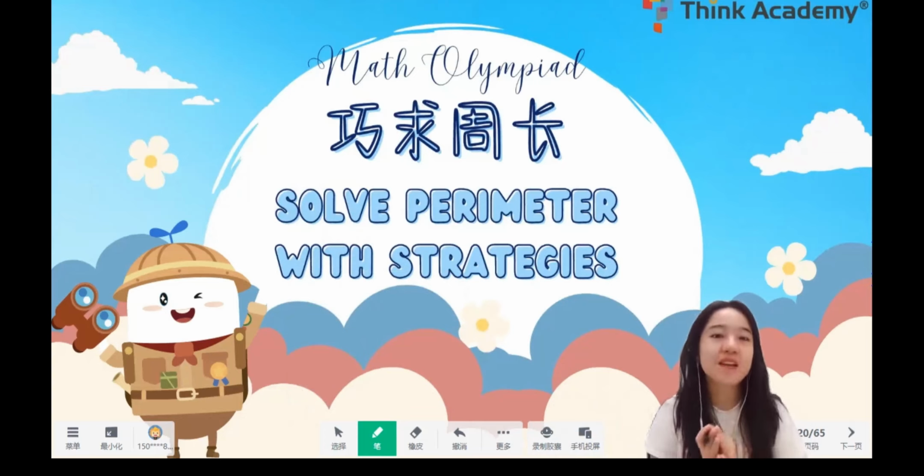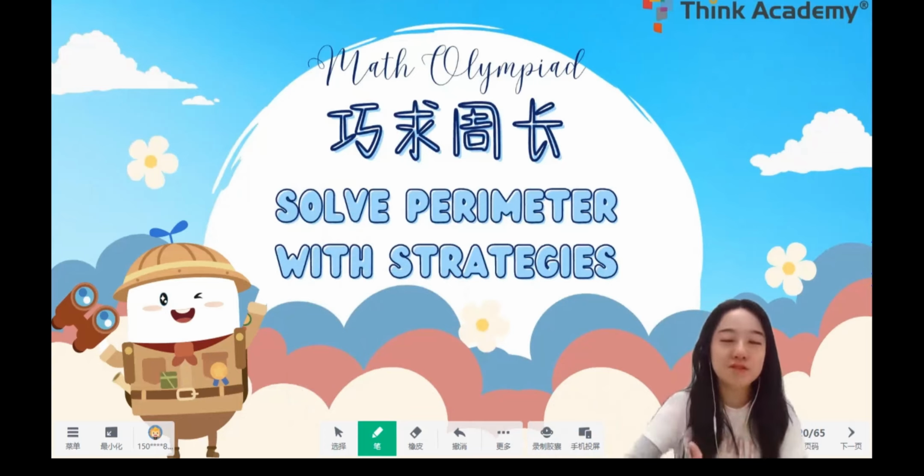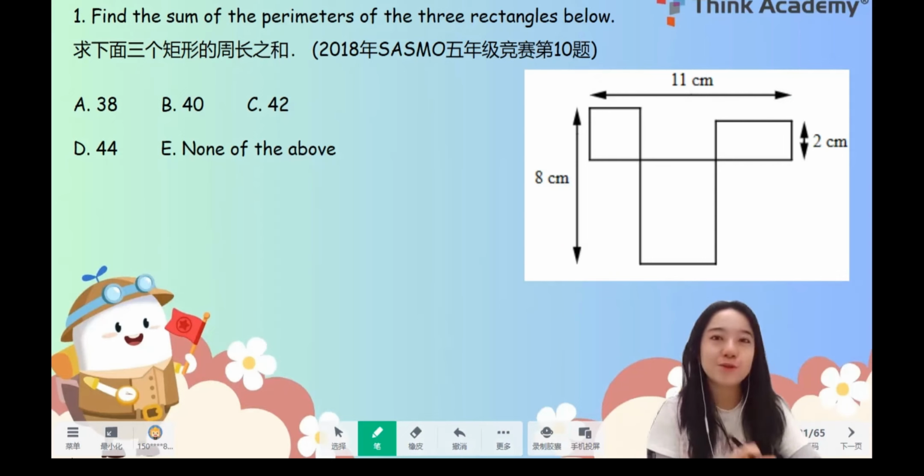This time we are going to solve perimeter problems with strategies. Let's see how useful the method can be. Find the sum of the perimeters of the three rectangles below.